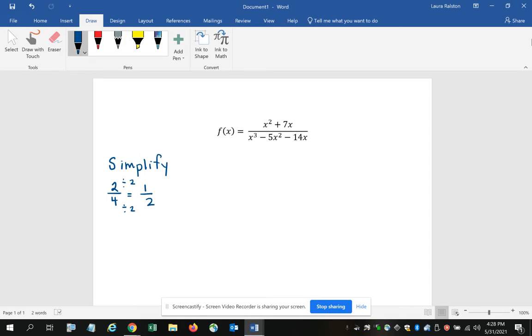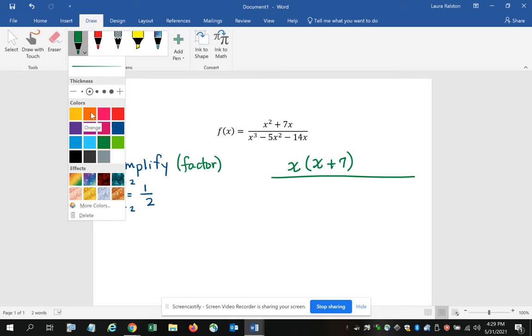Now, with a rational function, that does get a little bit more complicated, and oftentimes will require you to factor the numerator and the denominator. So I'm going to do that first. I notice in the numerator x squared plus 7x that I have a common factor of x, and so that leaves me with x plus 7.